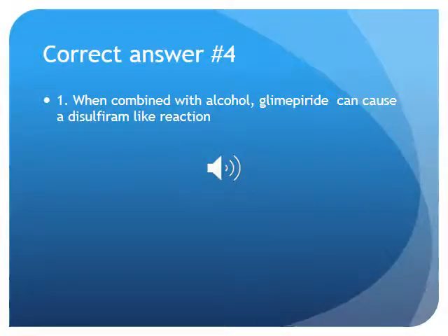The answer to number 4 is 1. When combined with alcohol, glimepiride can cause a disulfiram-like reaction.